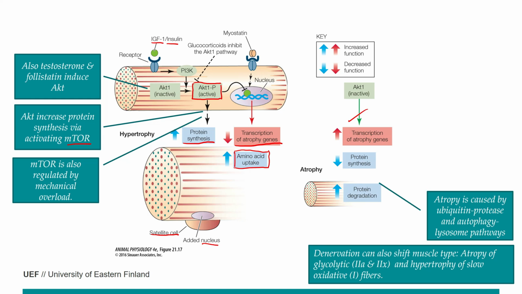The atrophy is happening in the glycolytic fibers, 2A and 2X, and at the same time there can be hypertrophy of the slow oxidative fibers, so fiber type 1. So there's a switch from glycolytic cells to oxidative cells. So these muscle fibers are not all the time the same.